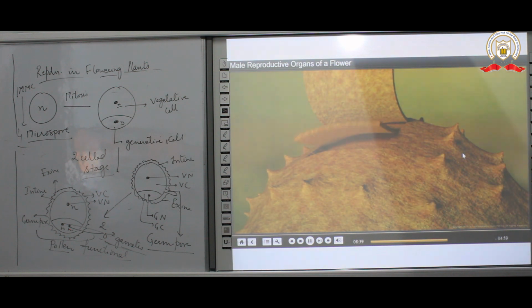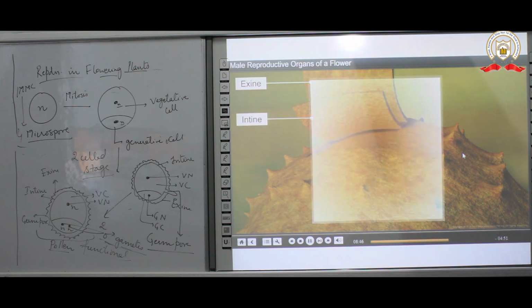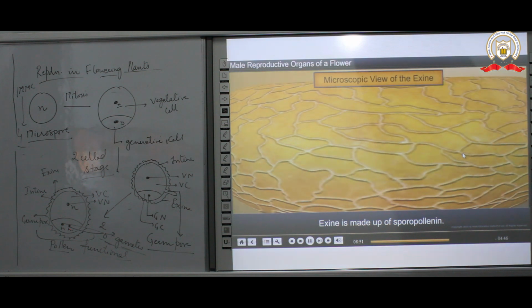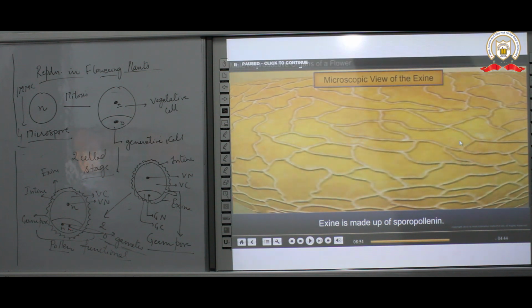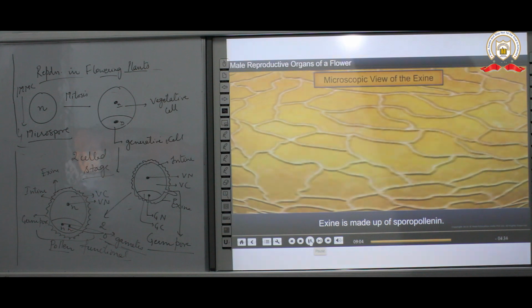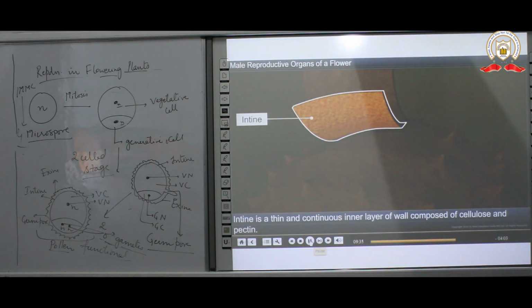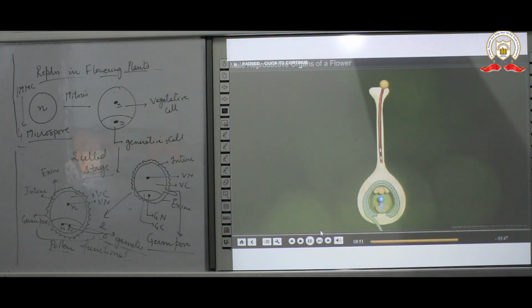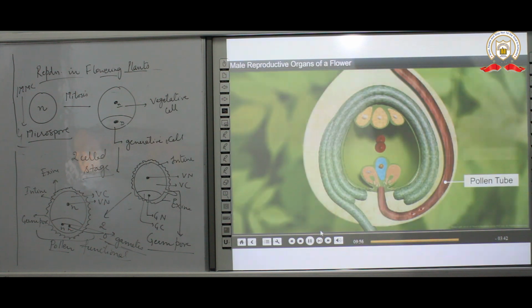It is surrounded by two layers of wall, exine and intine. This we have already discussed. Exine, the hard outer layer, is made up of sporopollenin, which is very resistive, and to allow the formation of the germ tube and the pollen tube, there is presence of germ pore. Now they germinate into a pollen tube that carries the male gametes towards the embryo sac.